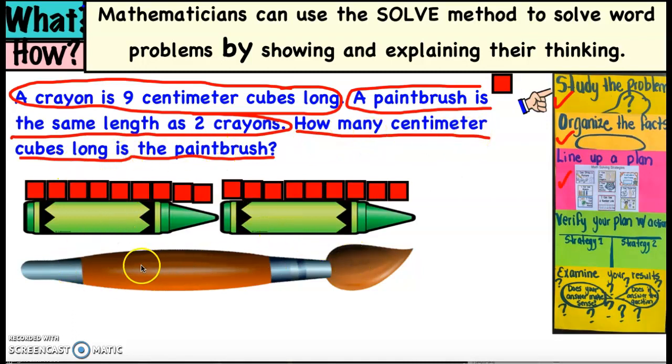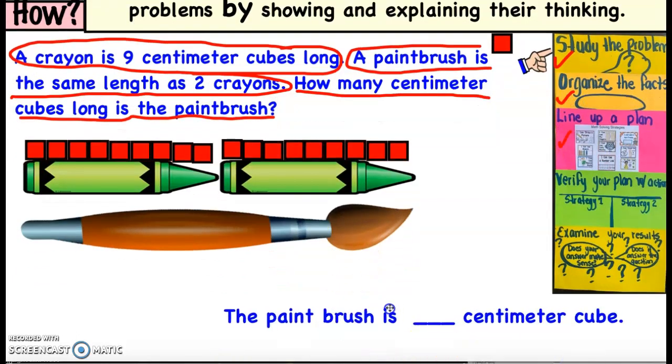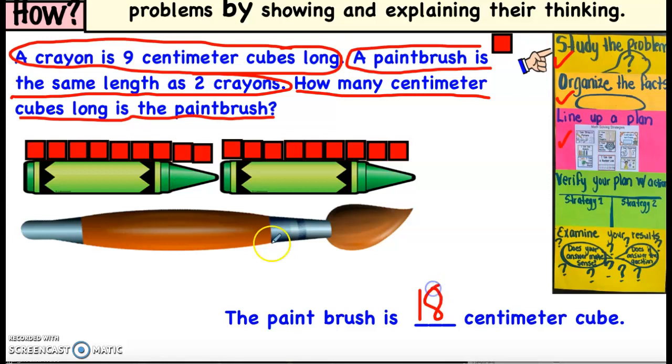So if the paintbrush is the same length as 2 crayons, what does that tell us? One crayon is 9. The second crayon is 9. So that tells us that the paintbrush is what? How many centimeter cubes long is the paintbrush? 9 plus 9 equals what? Did you say 18? If you did, you are correct. It is 18 centimeter cubes long, right?